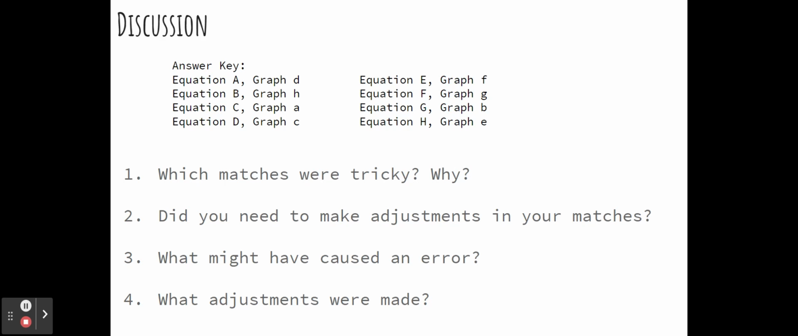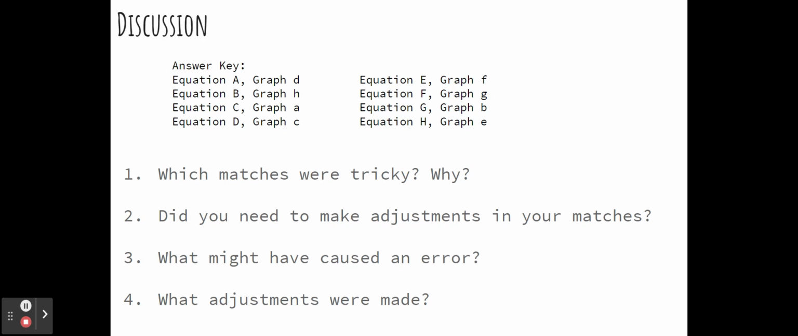Okay, let's get started. So what matches were tricky for you, and why do you think that they were? For example, I hope that equation C, which was y equals 15, was a fairly easy one for you, as well as equation D, which was linear, so hopefully that went well. And then the other two that I think I would have eliminated next if it were me were equation E and F, as those were both quadratic, and you know that the shape of those is a parabola.